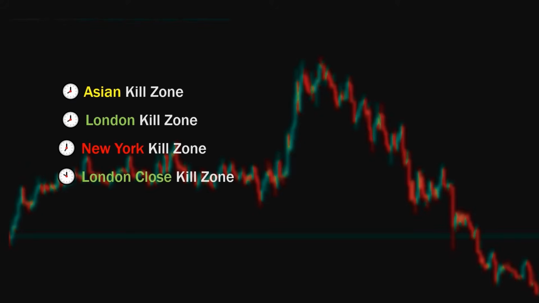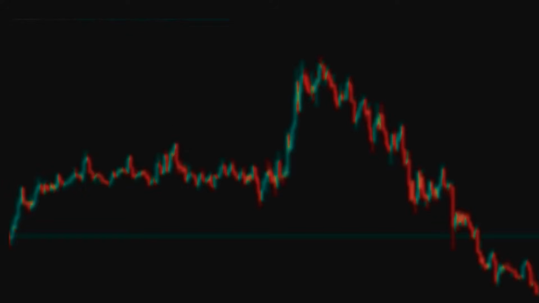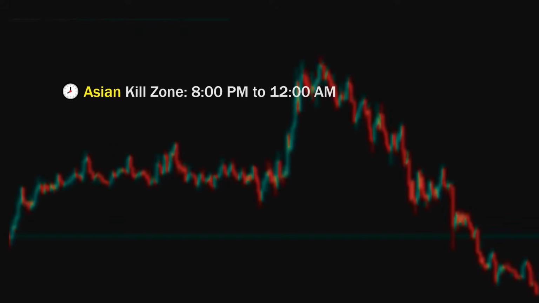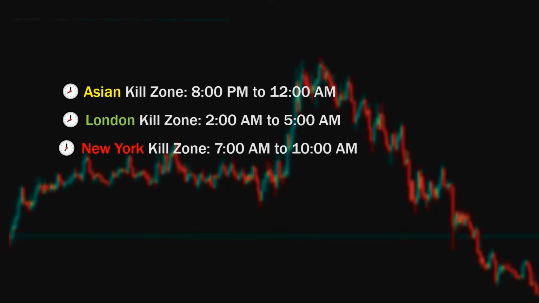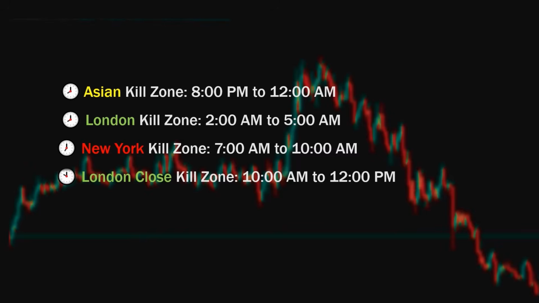Each of these zones corresponds to different global financial centers, and understanding them can give you a real edge in your trading. Asian kill zone, 8 p.m. to 12 a.m. London kill zone, 2 a.m. to 5 a.m. New York kill zone, 7 a.m. to 10 a.m. And finally London close kill zone, 10 a.m. to 12 p.m. Consider kill zones as a time window with a high probability of winning within a session.